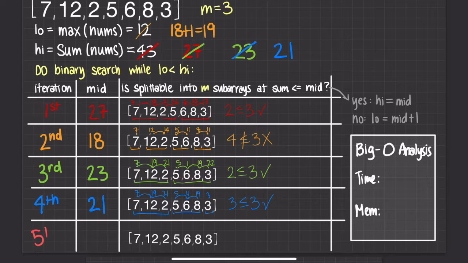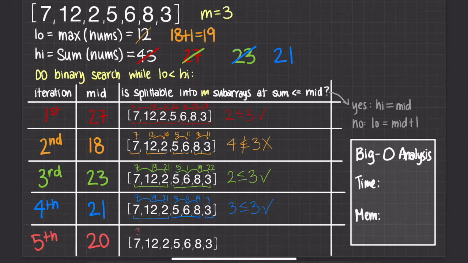On our 5th iteration, our midpoint would be 20. We repeat the process. Start at 7, move to 12, gives us 19. We stop right there to form its own subarray. Start at 2, move on to 5, giving us 7 sum. 13, can't move forward, so that's a new subarray. Start at 8, move on to 3, gives us 11. And since 3 is indeed splittable into 3, we change the high into the mid.